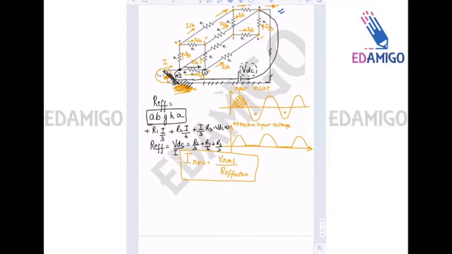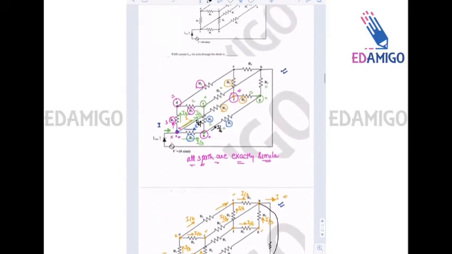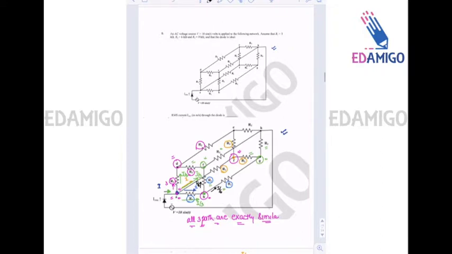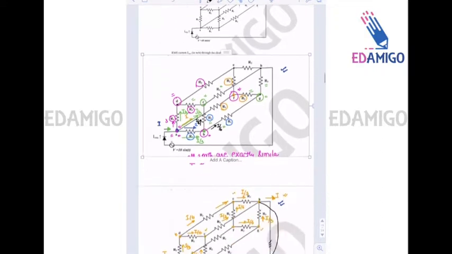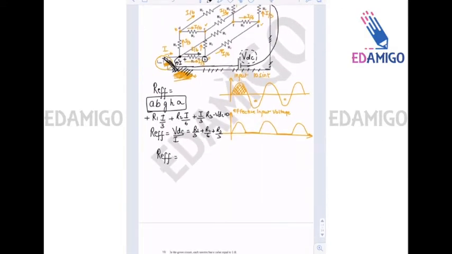So R effective. In the question, R1, R2, R3 are given to me. R1 is 3 kilo ohms, R2 is 6 kilo ohms, R3 is 9 kilo ohms. So it is 3 by 3, 6 by 6 plus 9 by 3, that is 5 kilo ohms. So R effective is 5 kilo ohms.